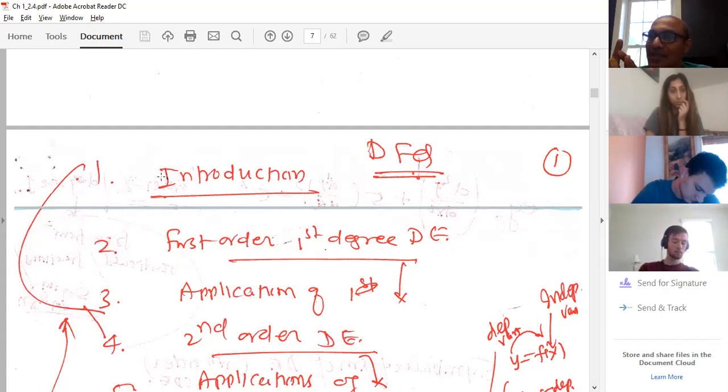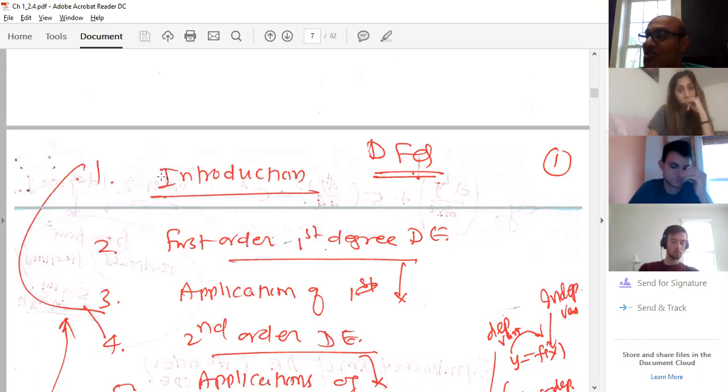Introduction includes what we mean by differential equation, what the solution of the differential equation is, what we mean by the initial value problem, the boundary value problem, and then the superposition principle, and then the existence and uniqueness of the solution of the differential equation. These types of things we are going to see in the introduction portion, but we are not going to solve any differential equation in the introduction.